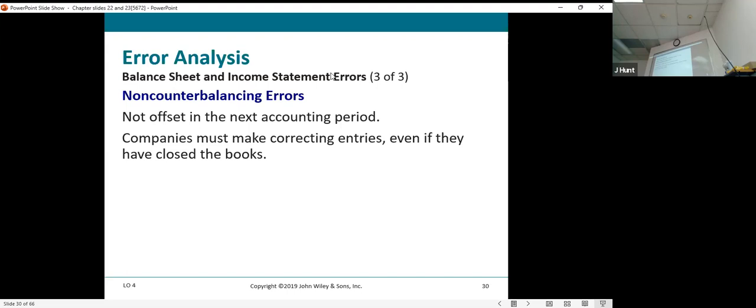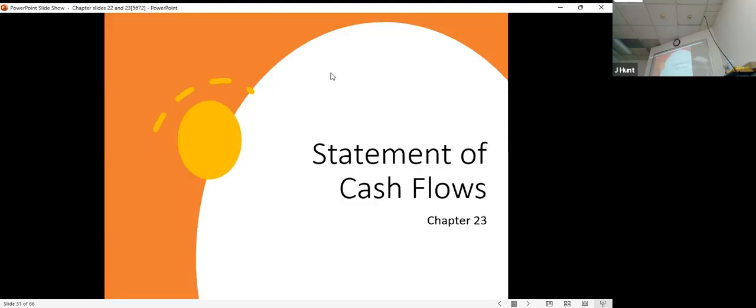So that was chapter 22, errors and changes. When you do your review and deal with those questions, they will assist you. And then I'll send you some multiple choice to practice so you can see if you have the concepts. Okay. So the second thing we're going to look at today is the statement of cash flows.